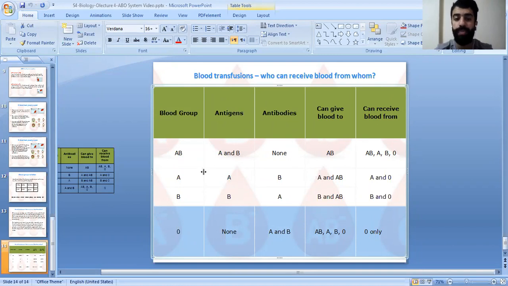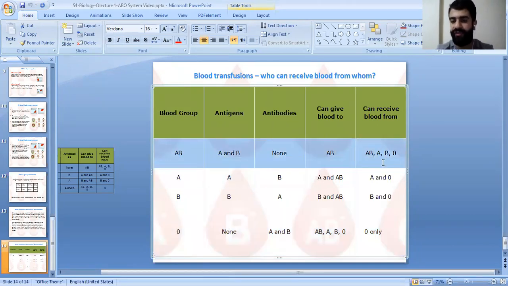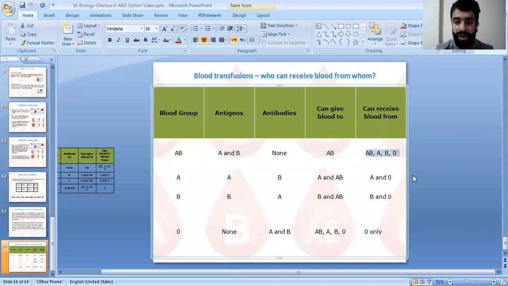While blood group AB can receive blood from all the different blood groups, it can give only to blood group AB. That's why blood group AB is called the universal recipient, the miser who can get from all the blood groups. Okay, guys? Hope this will help you.